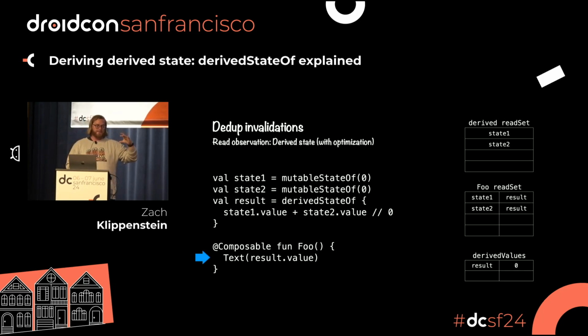So somewhere in the state of the composition, we know that foo read state 1 and state 2 as part of result, and result's value was 0.